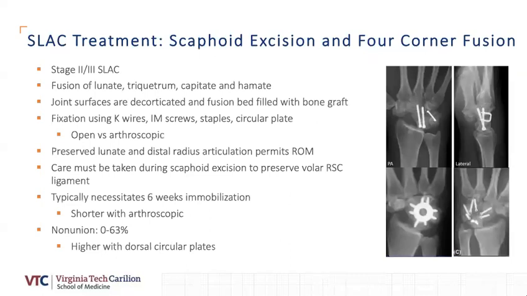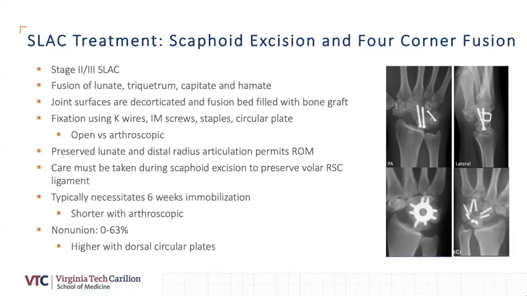So next you can do a scaphoid excision and four-corner fusion. This is indicated in both stage 2 and 3 SLAC wrist. In this surgery, you will remove the scaphoid and then you fuse the lunate, triquetrum, capitate, and hamate. The joint surfaces of those bones are decorticated, fused, and then filled with bone graft.